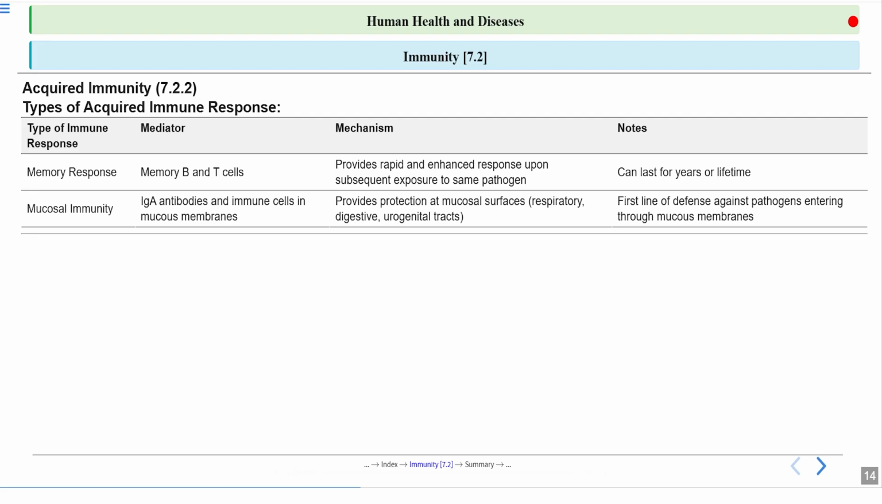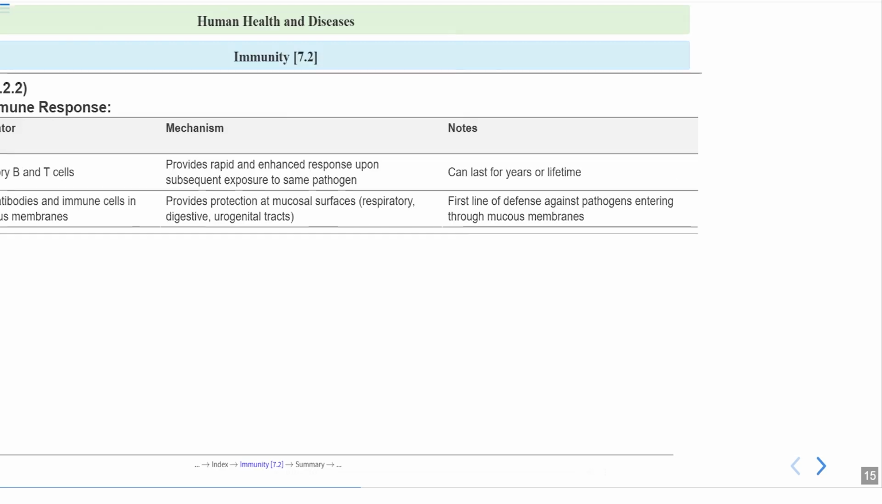Okay, clear? So here we talked about the memory response and the mucosal immunity. Memory response is mediated by the memory B and T cells, and they provide rapid and enhanced response upon subsequent exposure to the same pathogen. And then mucosal immunity is mediated by IgE antibodies and immune cells in the mucous membrane, and obviously this provides protection at the mucosal surfaces in the respiratory, digestive, and urogenital tract.